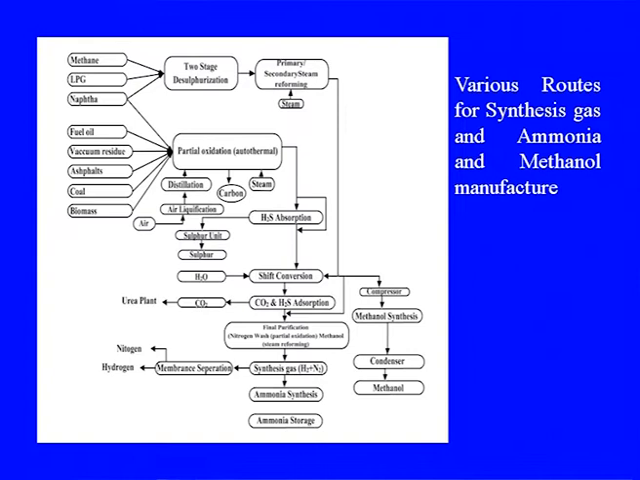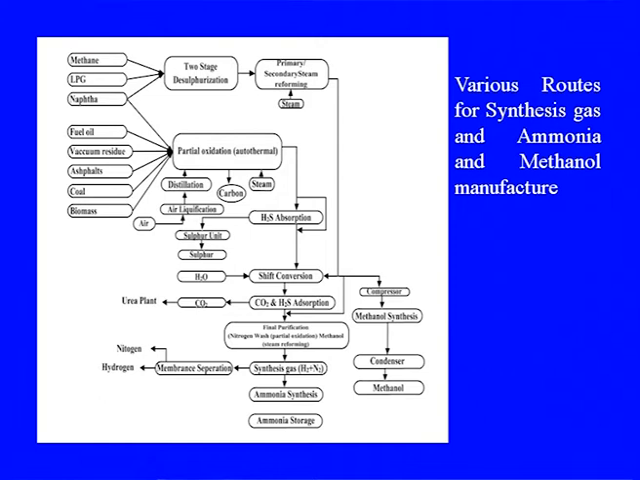This is the process detail about the various raw materials, and I already discussed this process. Here, the synthesis of hydrogen depends upon the requirement. After the shift conversion, the synthesis gas from here will either go directly for methanol, or it will go for the synthesis gas manufacture for the manufacture of ammonia.